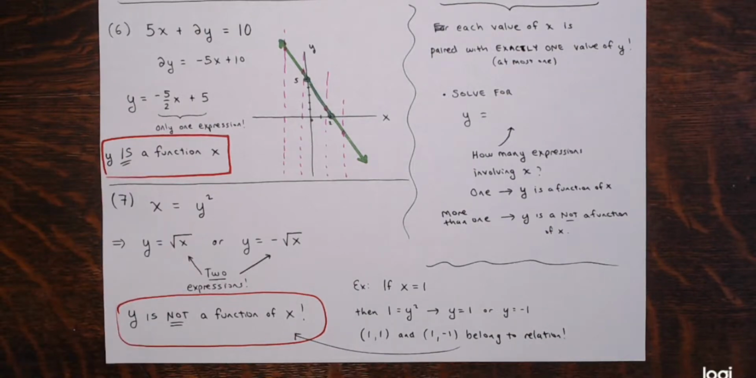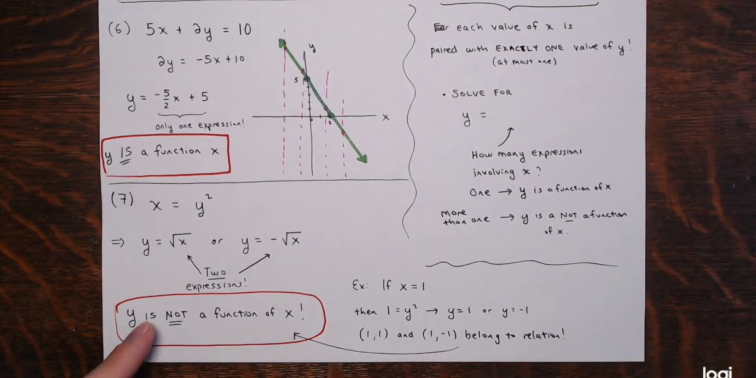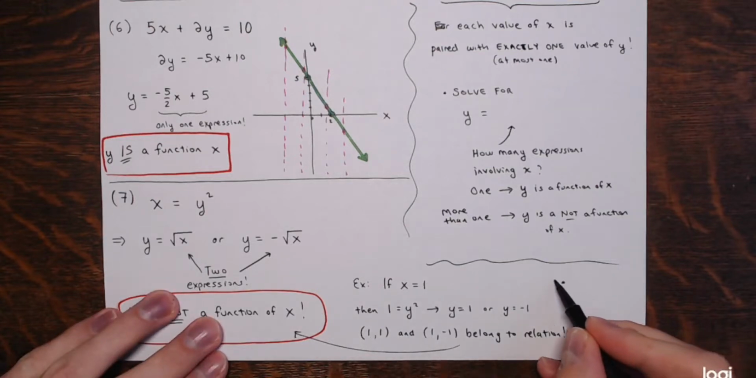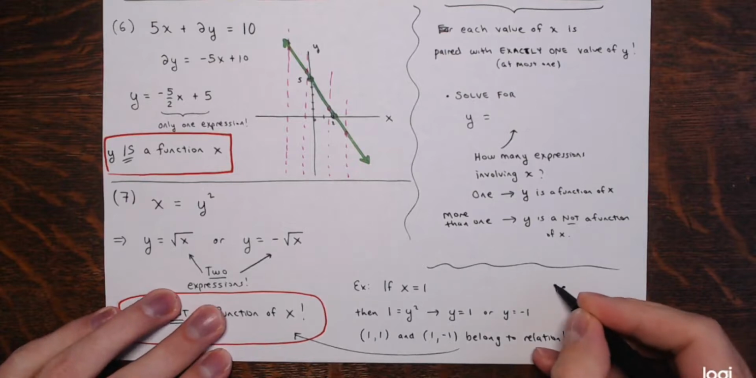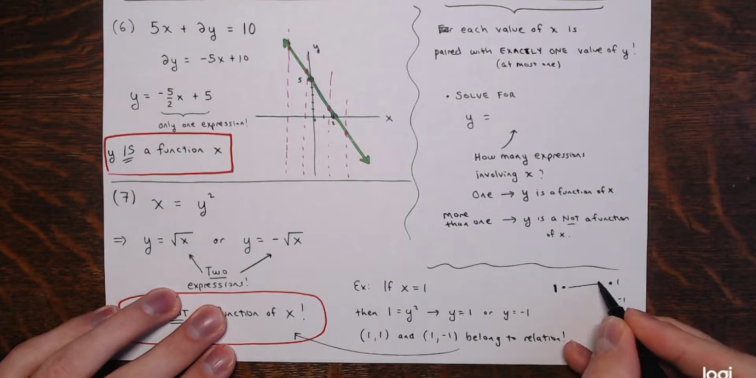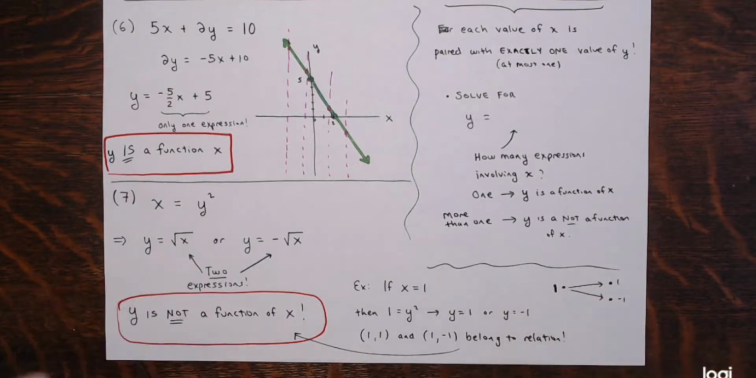If x's are my inputs, again, x here, when they say it this way, x's are the inputs, y's are the outputs. We have 1 pairs with 1, 1 also pairs with negative 1. If I had little arrows, here's 1 on the domain, and then 1 and negative 1 in the range, and we'd have the 2 arrows coming off of it. That's not good. That's not a function.